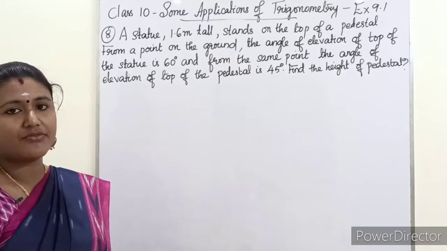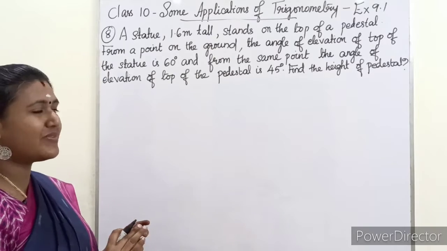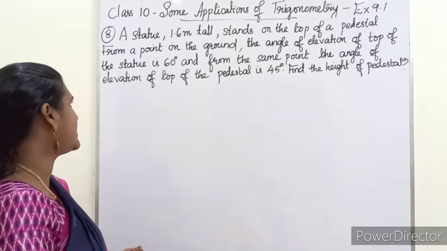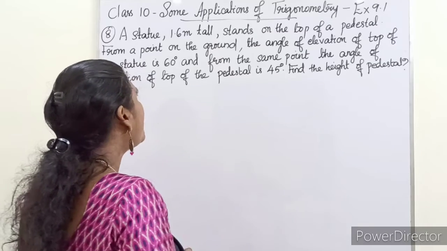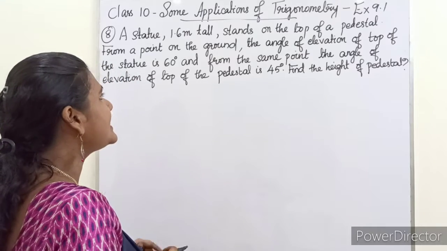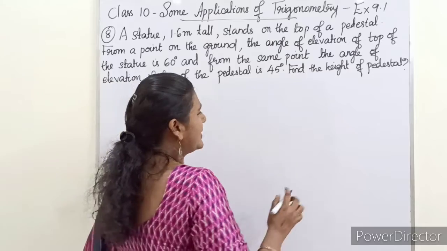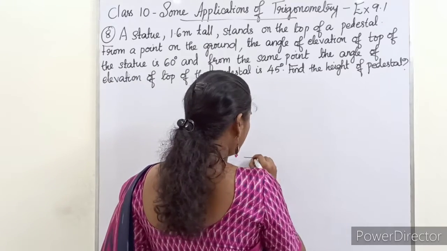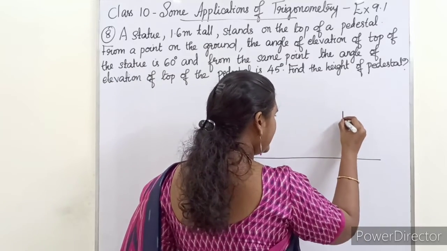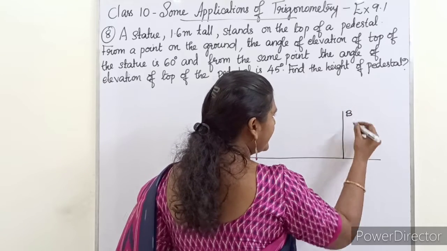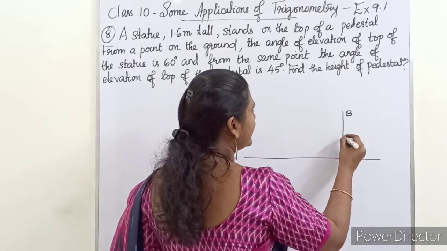Find the height of the pedestal. So the question, first we will draw the diagram for this question. A statue 1.6 meter tall stands on the top of a pedestal. So first we will draw a pedestal. This pedestal we will denote as BC. So this is the pedestal.